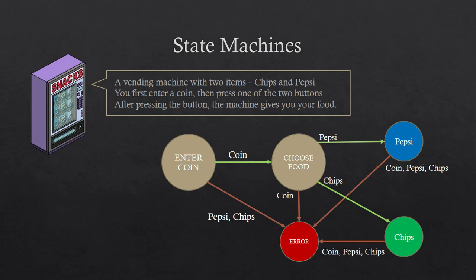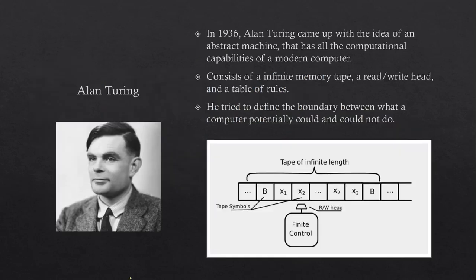So let's go back and take a look at the brief history. In 1936, Alan Turing first came up with the idea of an abstract machine that had, in theory, all the computational capability of a modern computer. Despite the massive capability of the machine, the idea of the machine itself is very simple.